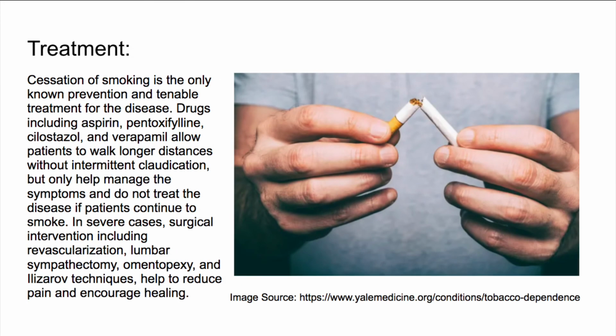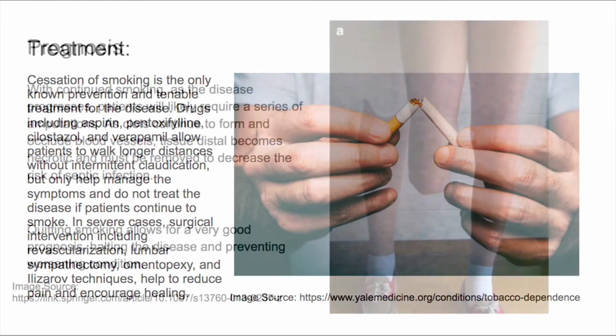So treatment primarily includes quitting smoking. There are some drugs that allow patients to walk longer distances without intermittent claudication, but that is just helping manage the symptoms of the disease and not cure it. Really, preventing the smoking, which has been linked to the inflammation, is the only way to improve it and to treat it. And in severe cases, there are some surgical interventions that can be had.